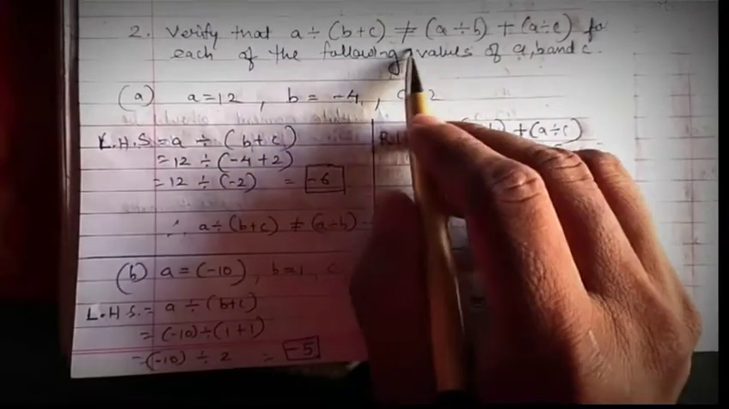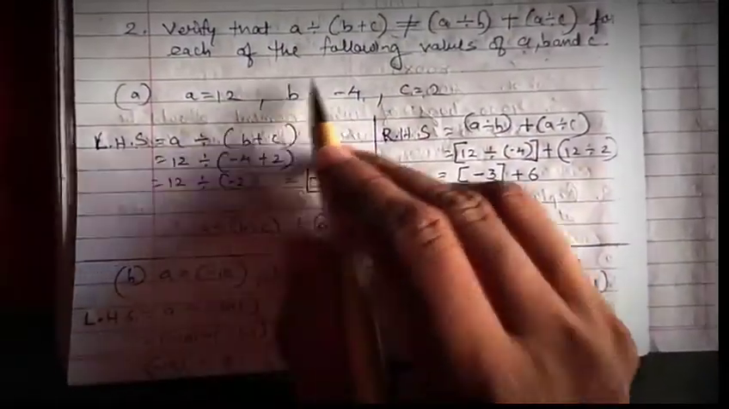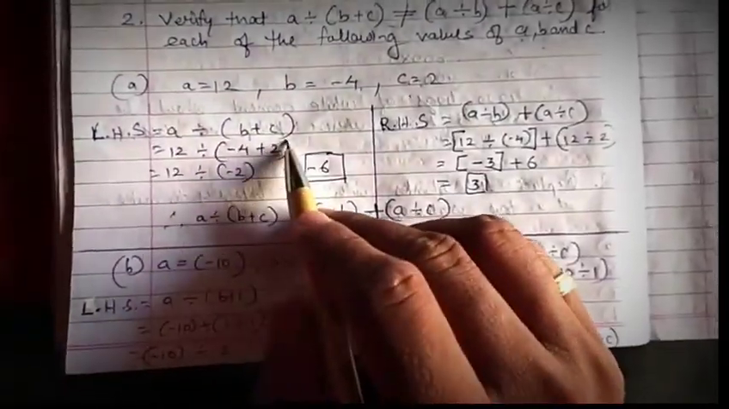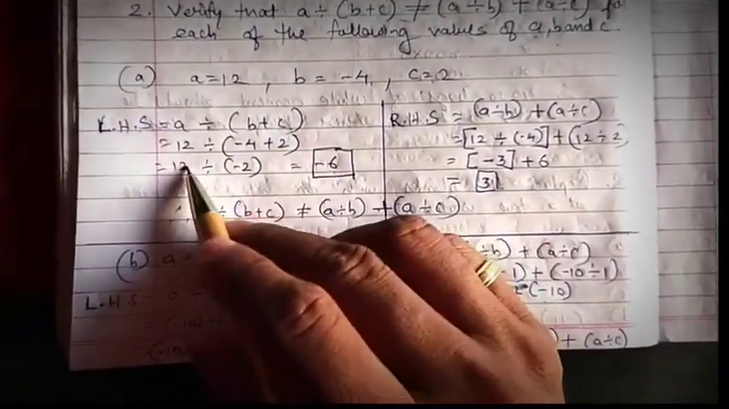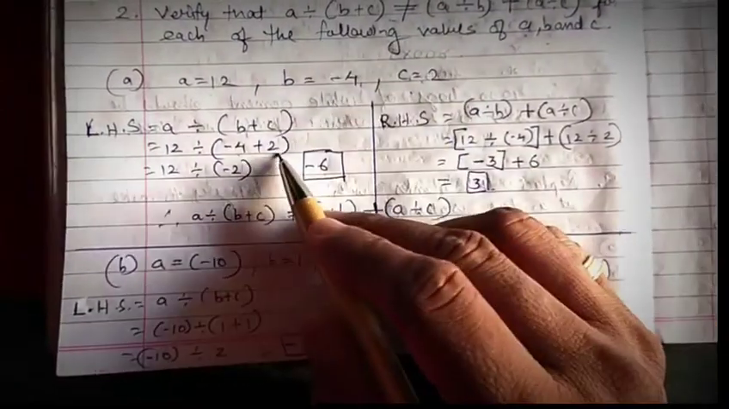Now let us see our left hand side. So write down this condition over here: A divides B plus C. Now in place of A you write down 12, in place of B you write down -4, in place of C you write down 2.